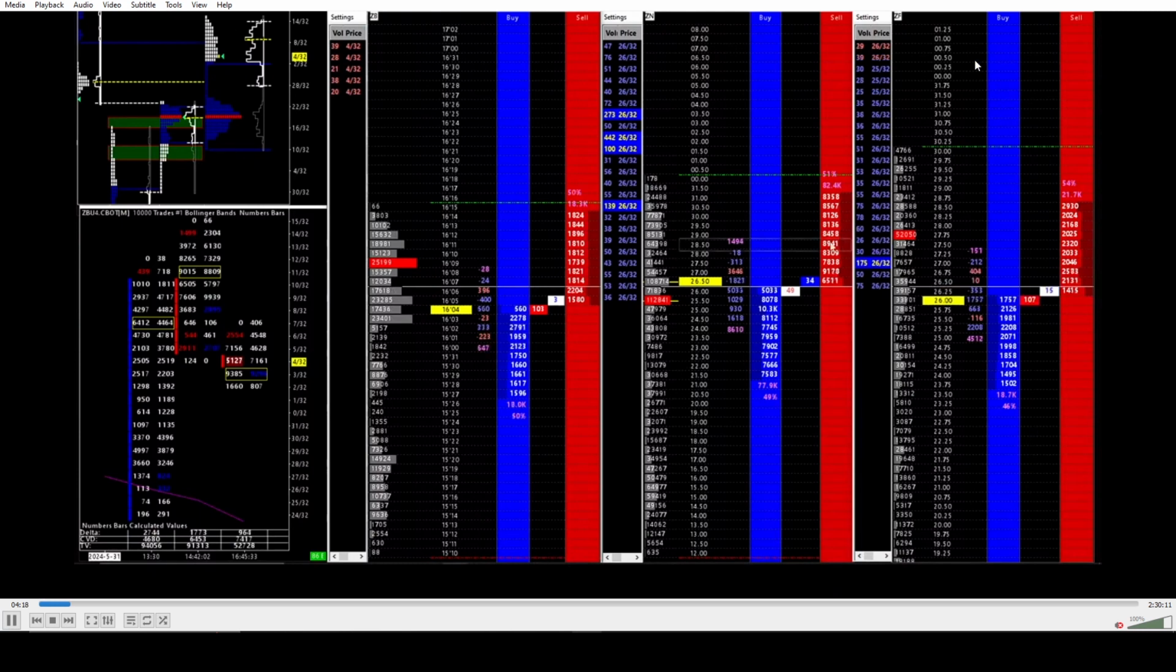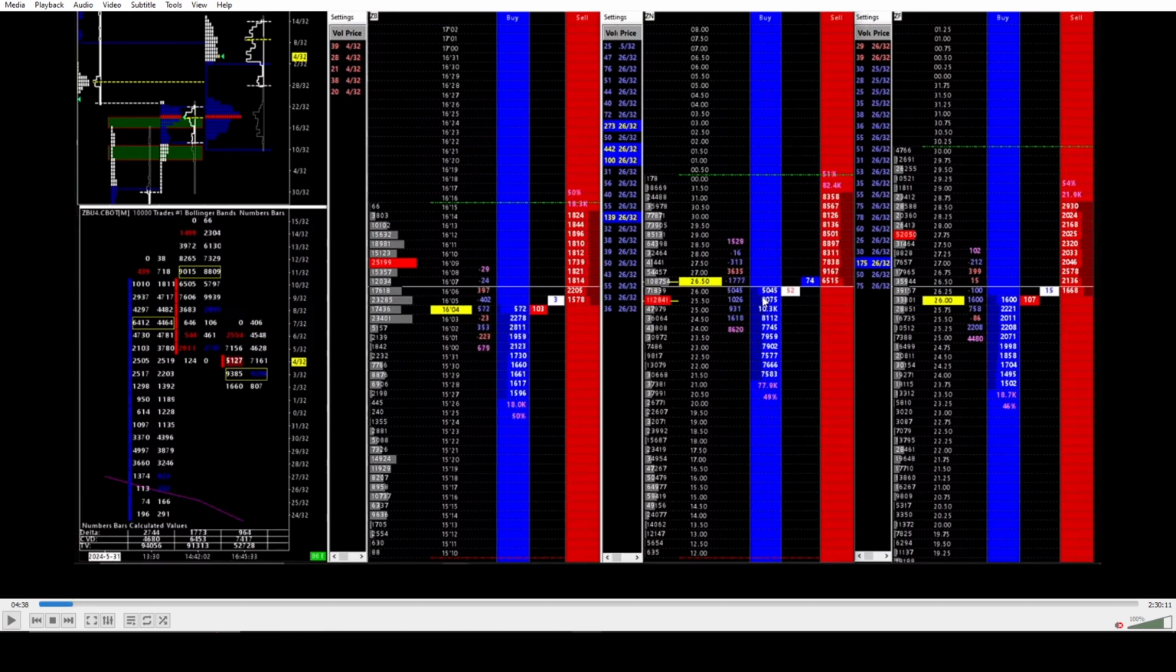Okay, so on the right here we have the 5-year. Excuse the two mice, this is a recording, so we've got two mice flying around. This is the 5-year on the right with the time and sales. This is the 10-year note in the middle with the time and sales just on the left. This is the 30-year bond with the time and sales. So you can see how liquid these prices are.